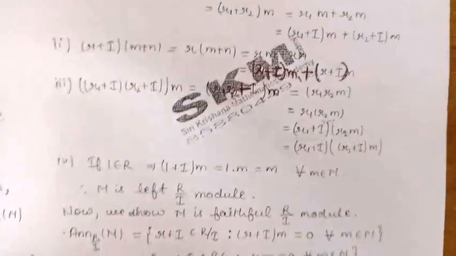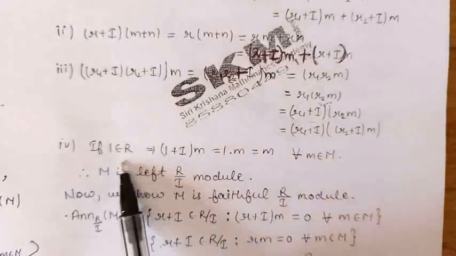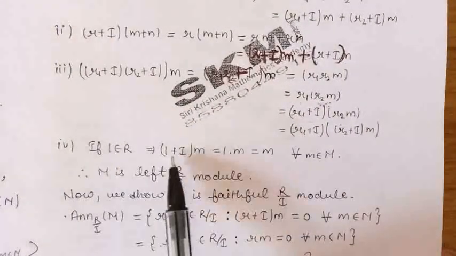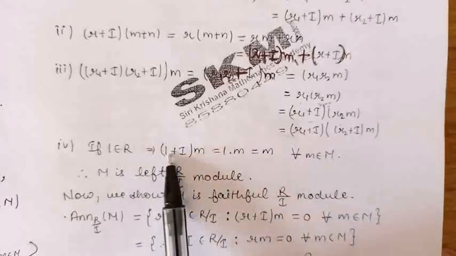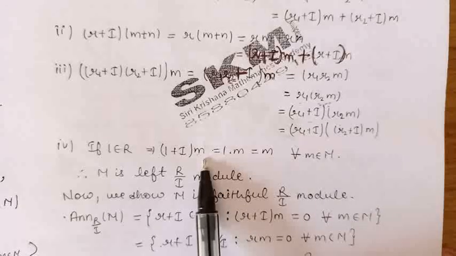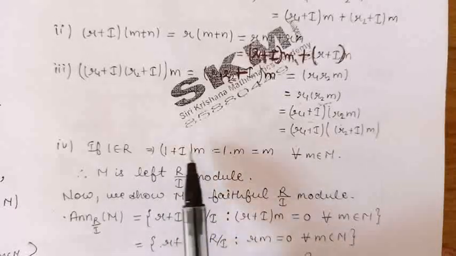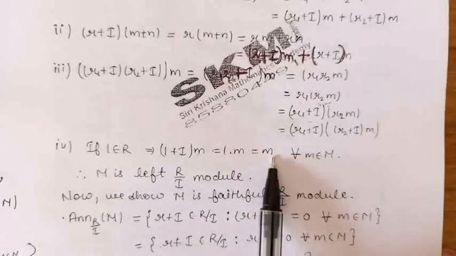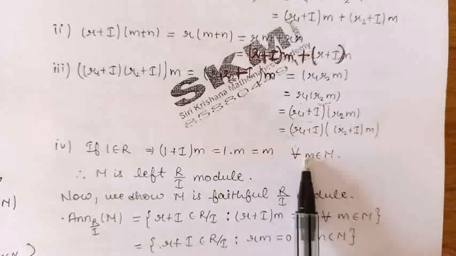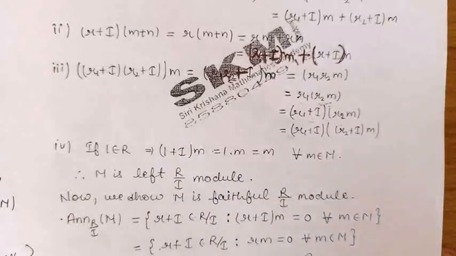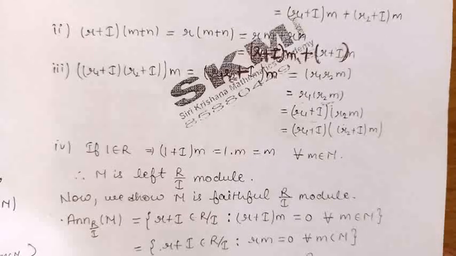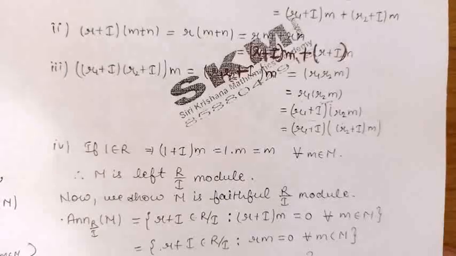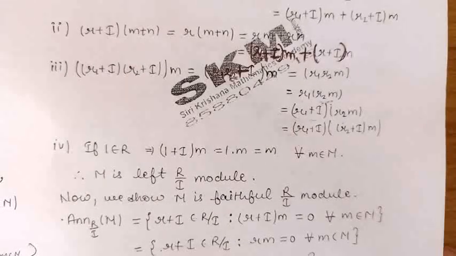And the last condition: if the ring R has a unity element, then (1 + I)·m, here 1 is the unity of the ring R. Again, by using the definition of scalar multiplication, this can be written as 1·m, which is m. And this is true for every m belonging to M. So we have proved the conditions for being a left R/I module. So this proves that M is a left R/I module.